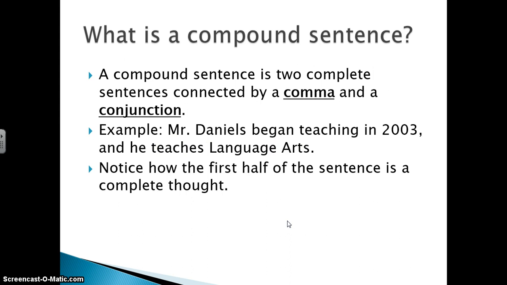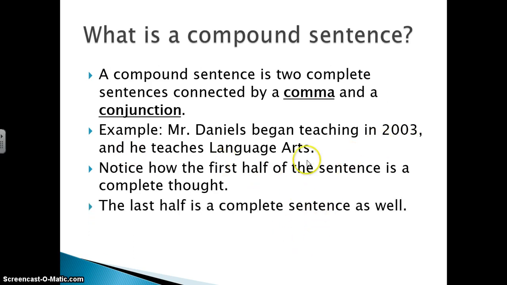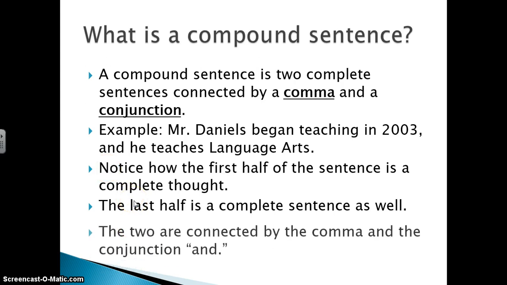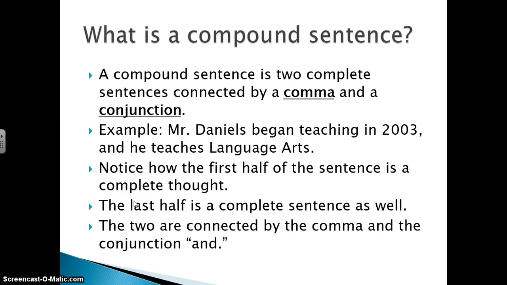So notice how the first half of the sentence is a complete thought. This right here, it could actually be a period and be done right there. The second half, likewise, is a complete sentence as well, because he teaches language arts, complete thought. Could be that. The only thing you'd have to do would be to change what with this guy right here, make it a capital. Yeah, you're exactly right. But if you're putting the 2 together, you have the comma and the conjunction. And that's just mentioned right there. The conjunction, this happens to be and.